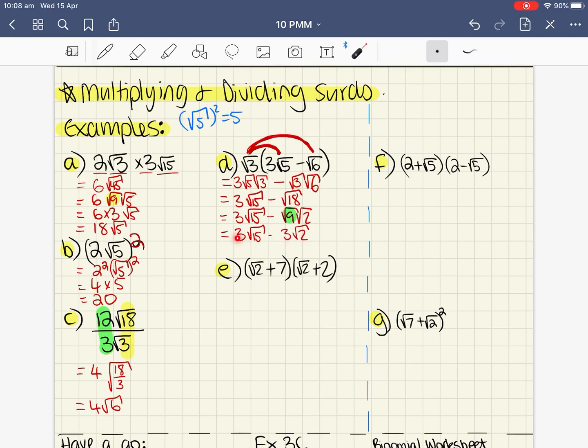And no, it doesn't look that much neater because there's only 2 terms, but that's okay. It doesn't always have to be a nice simple surd or a simple integer like in questions A, B, and C.